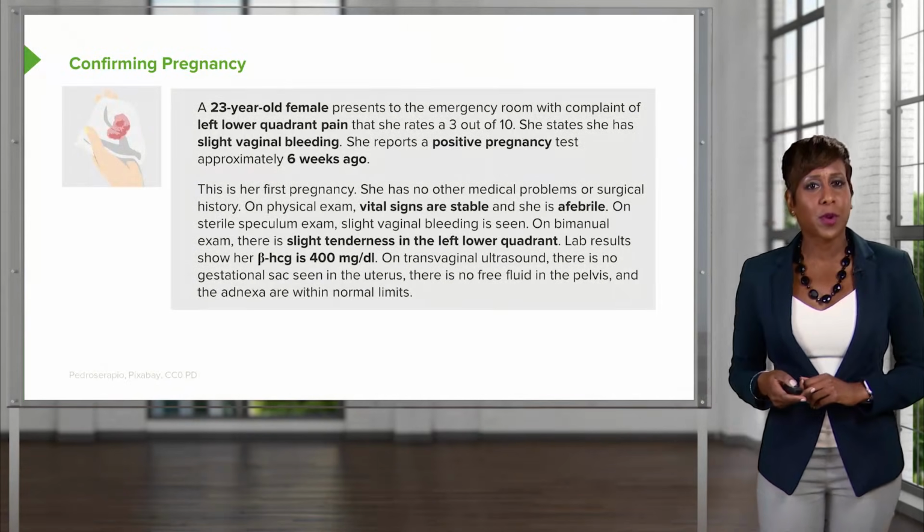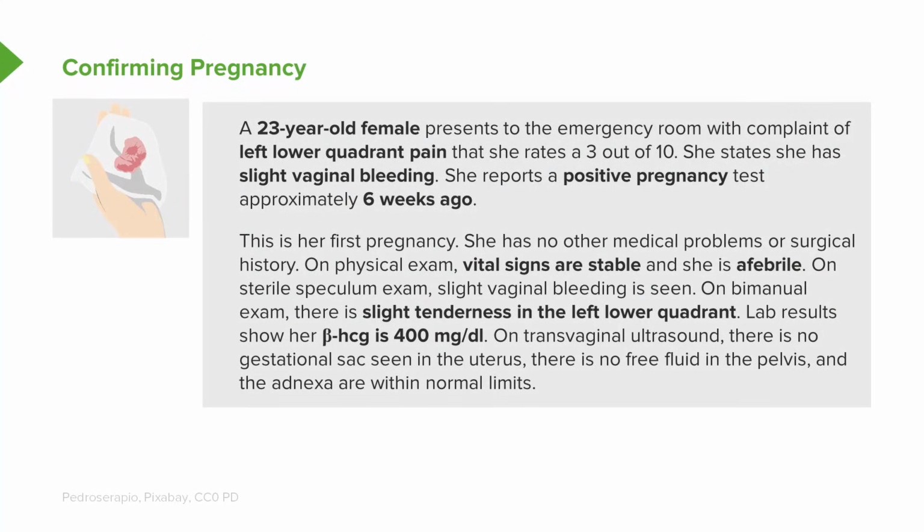So let's move to another question. A 23-year-old presents to the emergency room with complaint of left lower quadrant pain. She states that the pain is a 3 out of 10. She states she's had slight vaginal bleeding, and she reports a positive pregnancy test approximately 6 weeks ago. This is her first pregnancy. She has no other medical problems or surgical history.